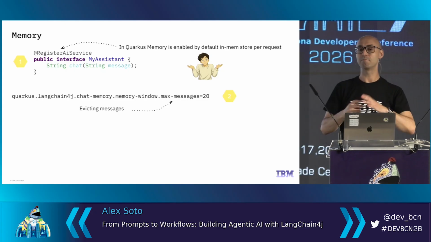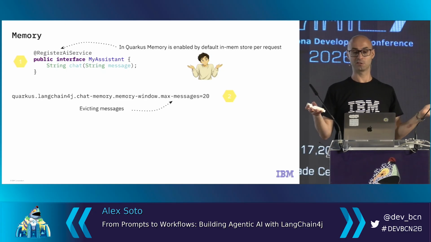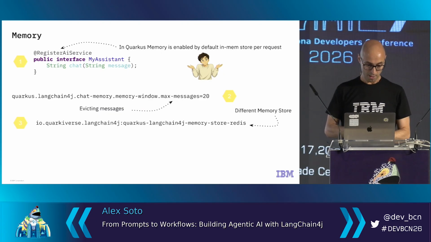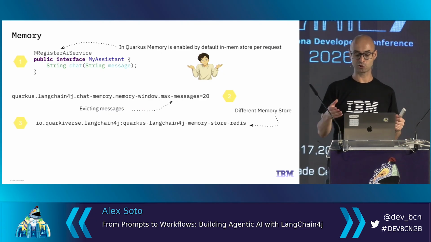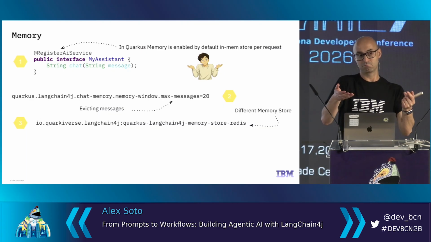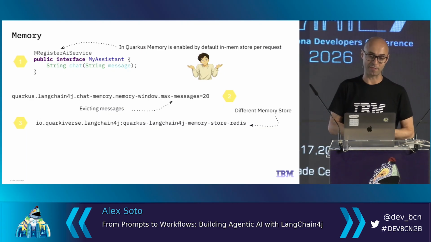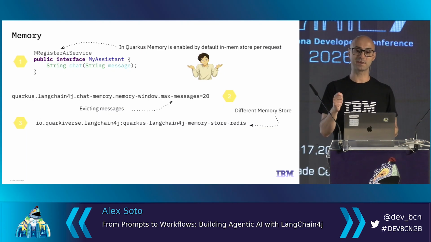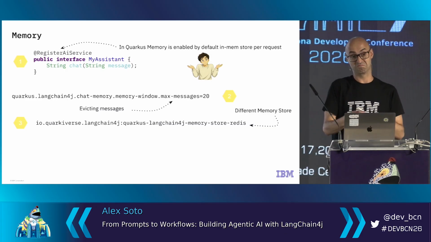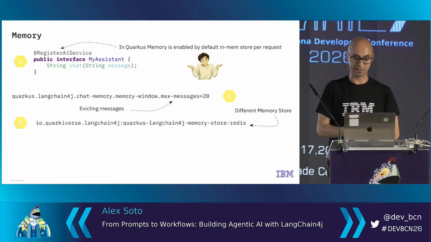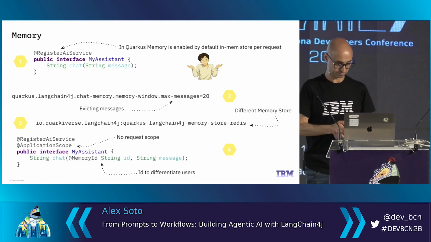It stores all these messages into a default in-memory store. You can also set the max amount of messages that you want to store. And then, of course, you can use not the in-memory store but another store, for example, using Redis. So if I add this dependency, now my messages will be stored in Redis instead of in memory. This works really well if you want the memory to persist, or to survive any kind of breaks.